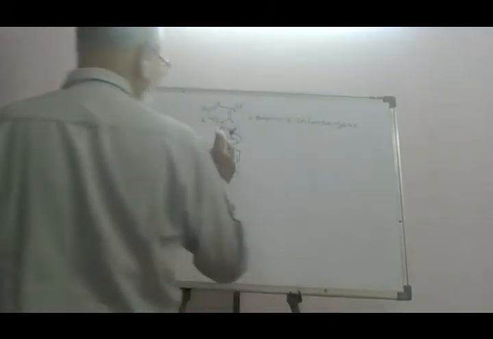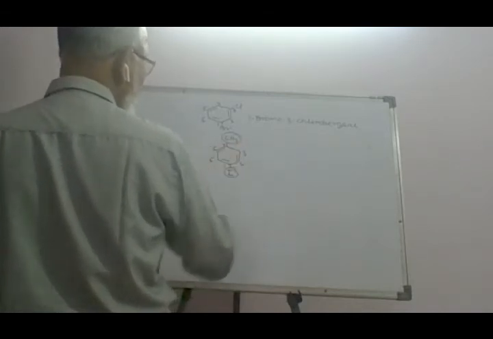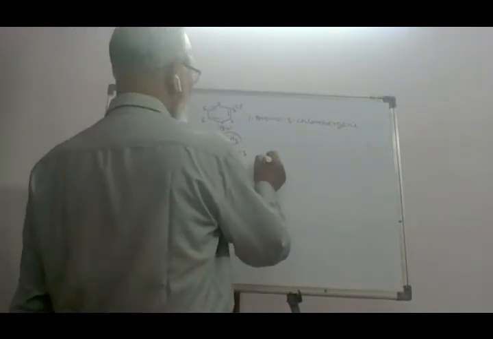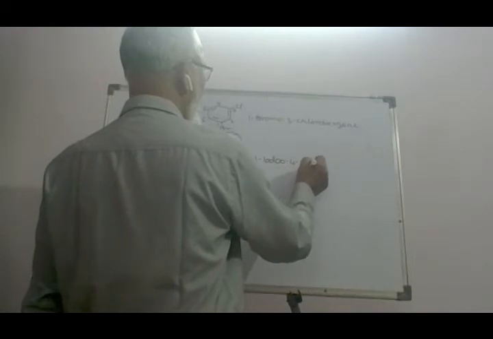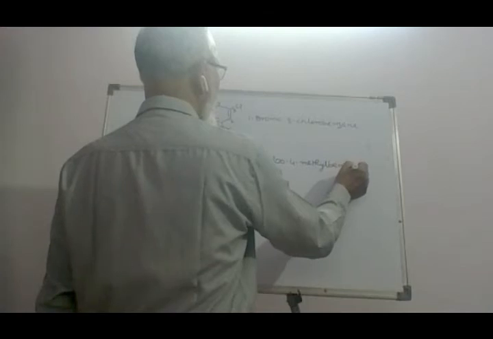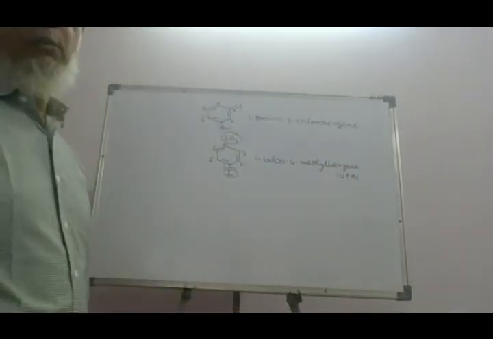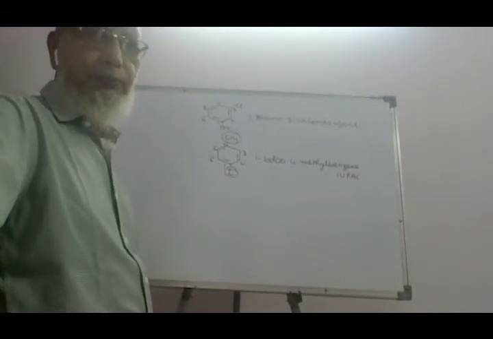But on the basis of the IUPAC naming system, it will be 1, 2, 3, 4, 5, 6. Iodo will be given preference over CH3 because I comes first, methyl comes after that, M comes after that. So it will be 1-iodo, 4-methyl benzene. This is your IUPAC name. In the common naming system, it may be called para-iodotoluene.